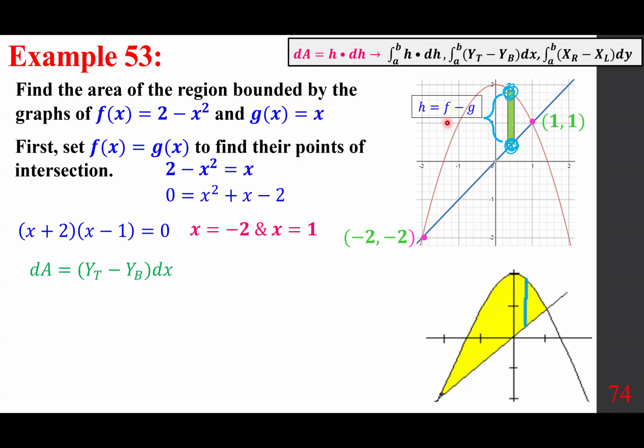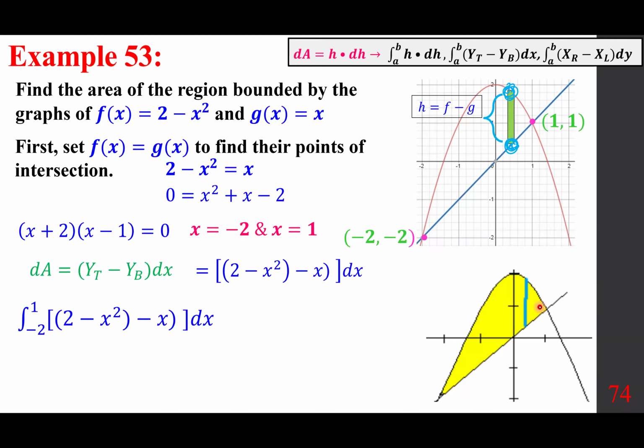Therefore, a typical rectangle dA is y of the top, T stands for the top, minus y of the bottom, B stands for the bottom, dx. That is, y of the top, 2 minus x squared, minus y of the bottom, x, and dx. We are going to integrate this from the x coordinate minus 2 to the x coordinate 1. By the way, it so happened that the y coordinates are the same, but we are going from x to x, okay? Because we are sweeping this across the x-axis.